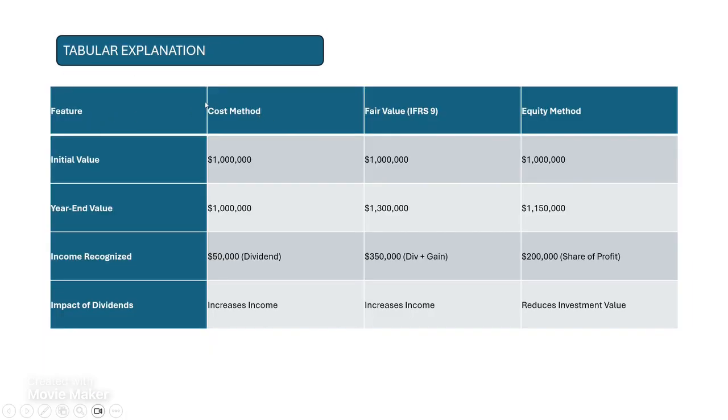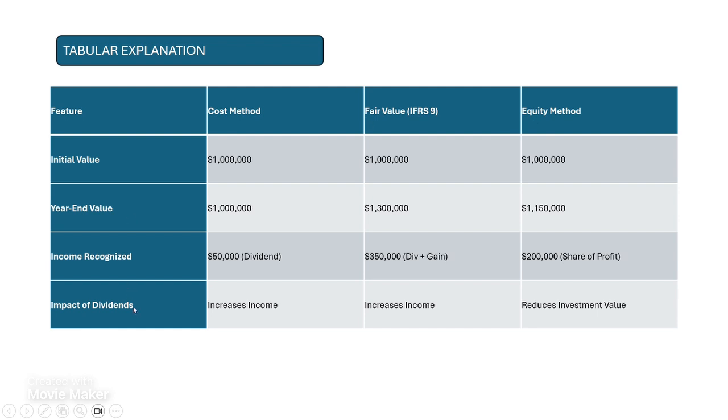As you can see, the initial value under all three methods is the same, which is the purchase price, but the year-end value is different in all three methods. Income recognized in the profit and loss is the dividend received under the cost method, while it's the dividend and the gain due to the difference between the carrying value and the market value in the fair value method, and the share of the profit of Beta company for Alpha company is the gain in the income statement under the equity method.